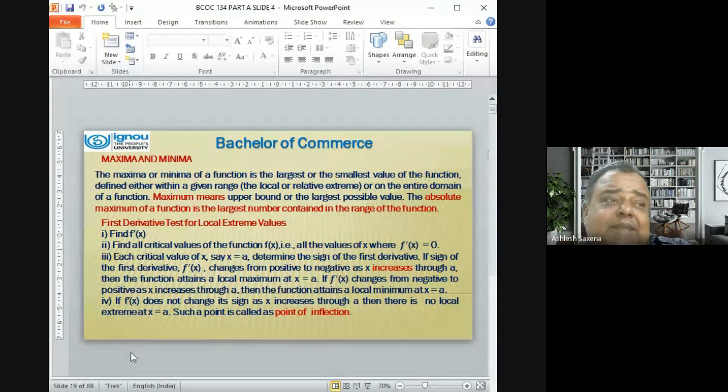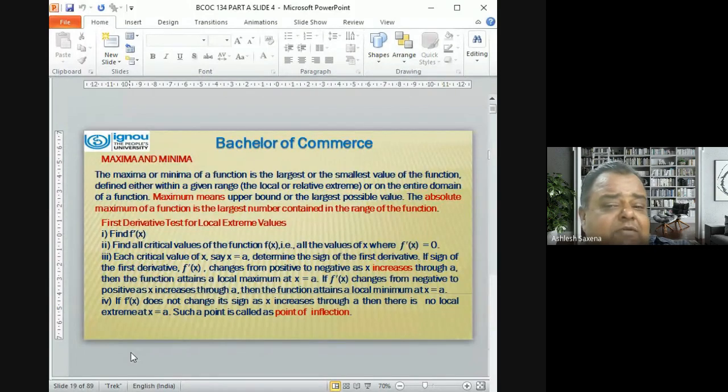Then comes maxima and minima. In maxima and minima, we have to find the second derivative. Till now, for increasing and decreasing, we don't require anything to calculate the second derivative. But for calculating maxima and minima, we have to calculate the second derivative.